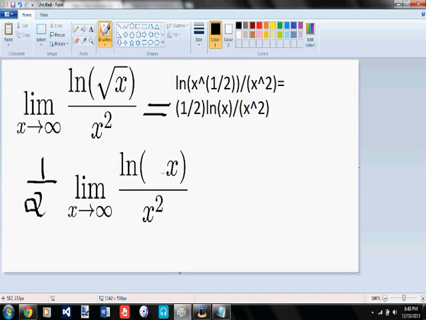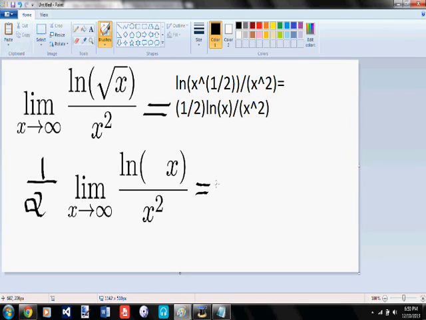And now that we have that, we can use L'Hopital's rule, which, as I said earlier, says take the derivative of the top and divide by the derivative of the bottom, and take the limit of what you get. So we're going to take the derivative of ln of x and the derivative of x squared, divide that derivative by that derivative, and then take the limit as x goes to infinity of our result. I'm going to show you what that result is right now.